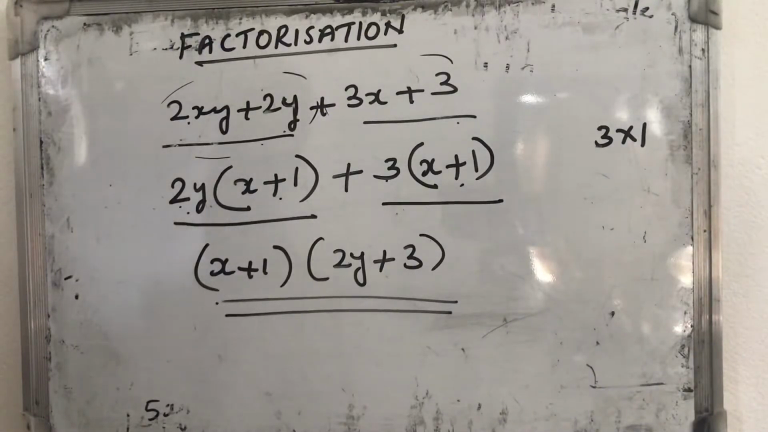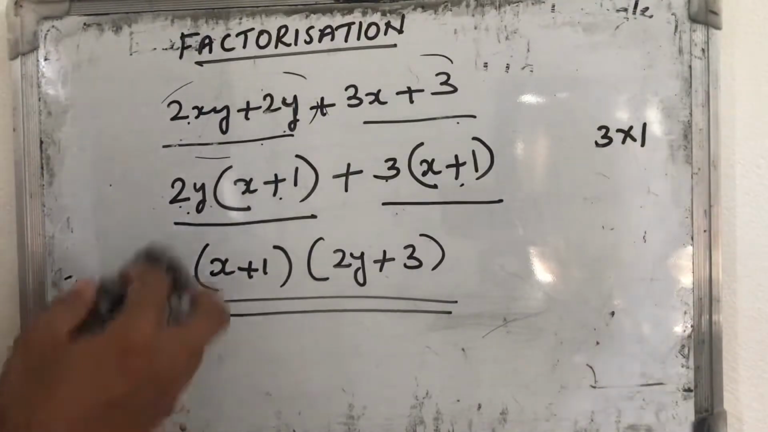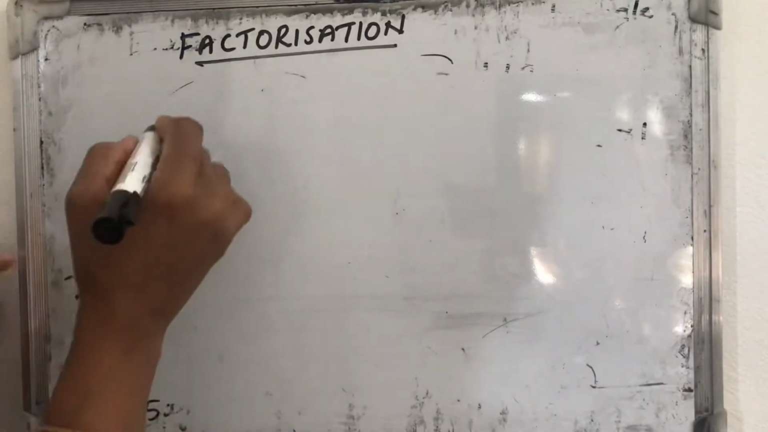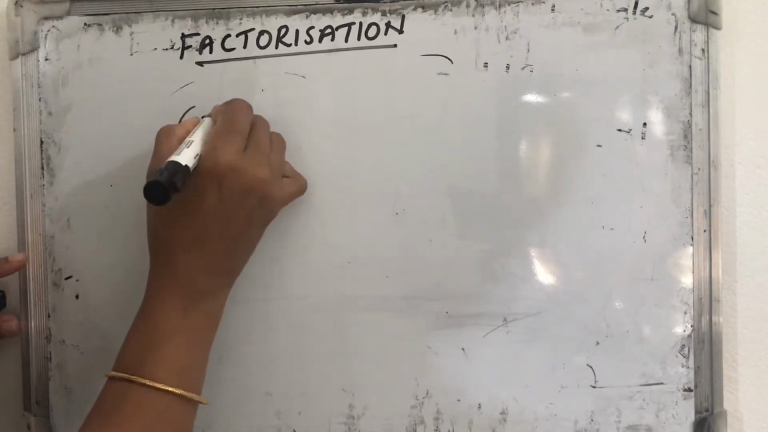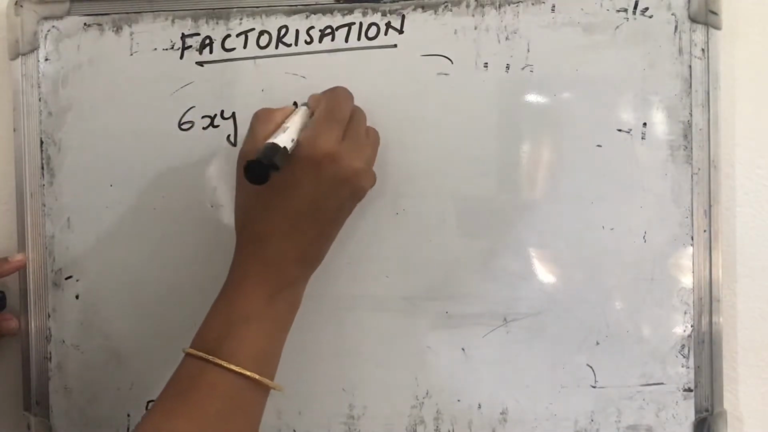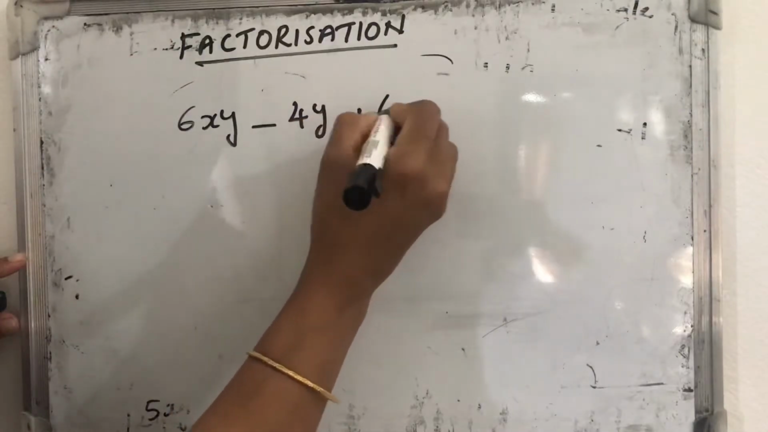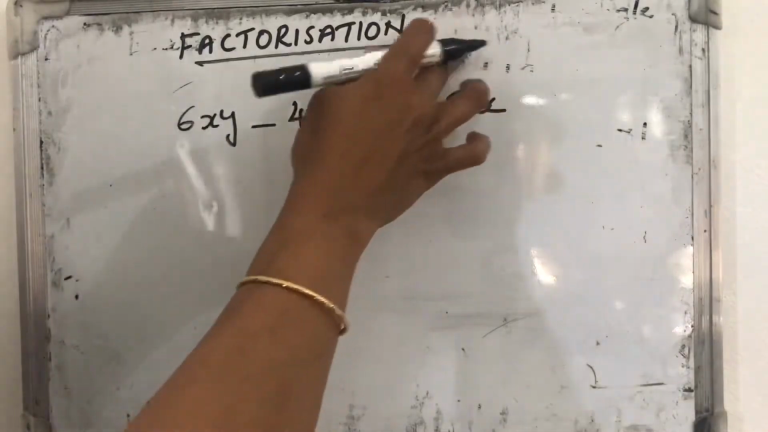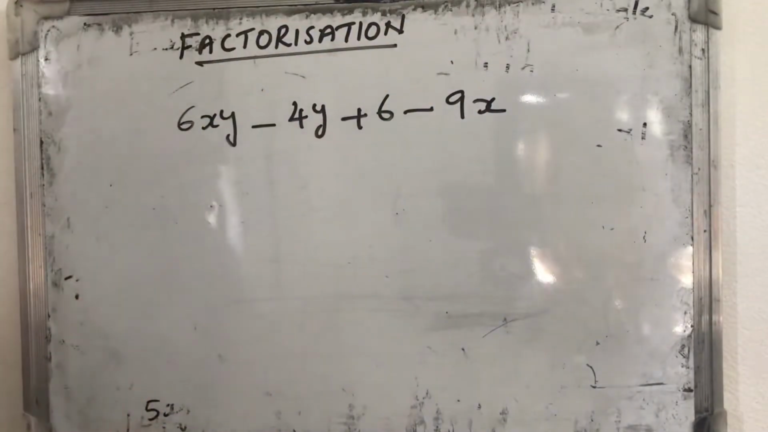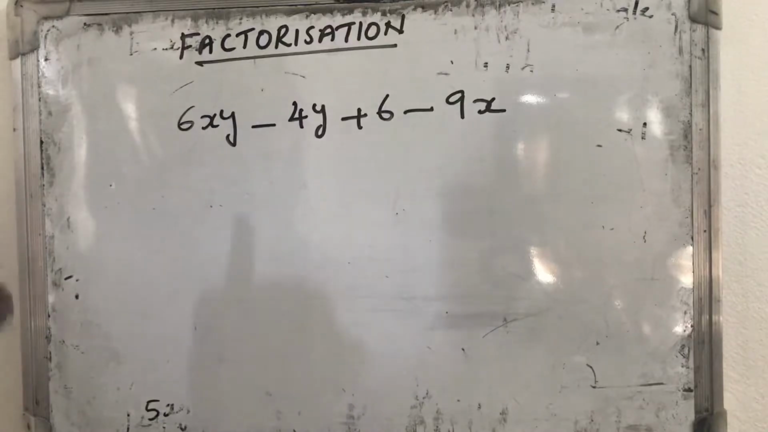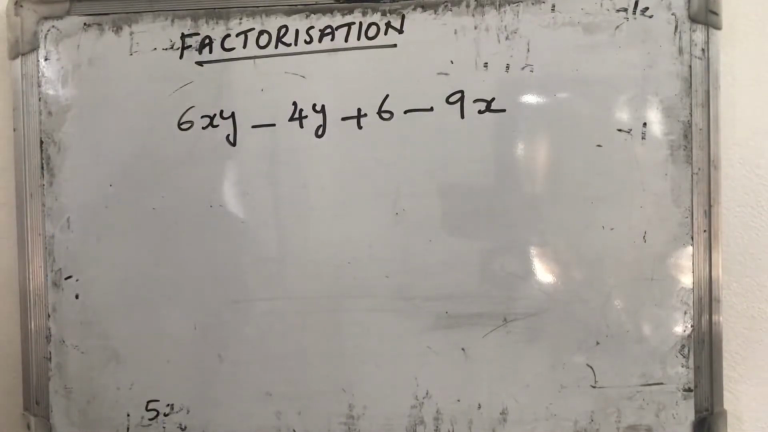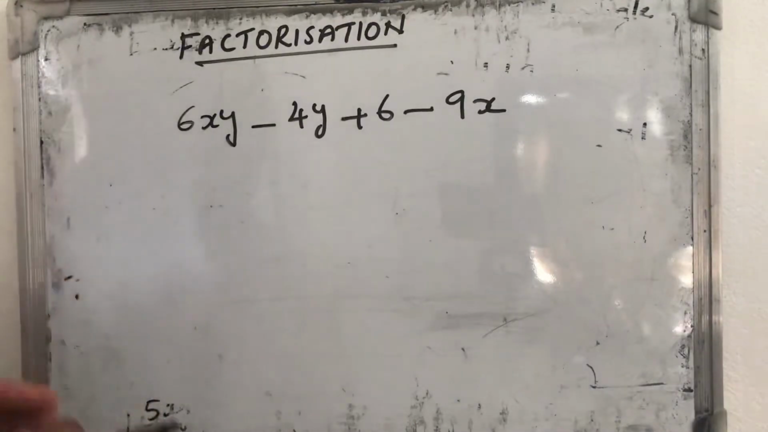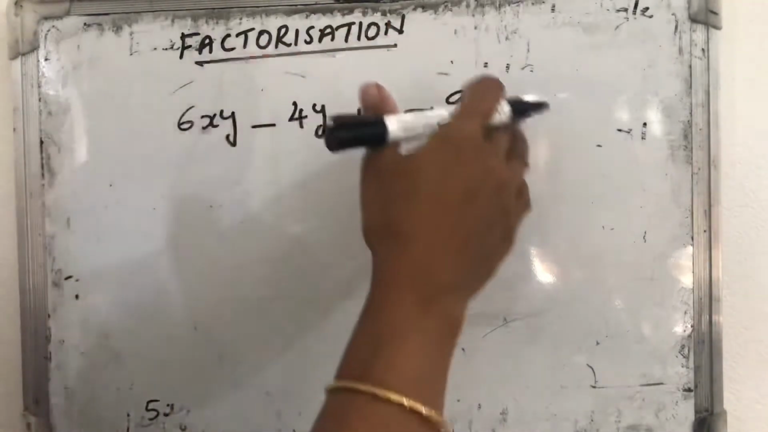One more question we can do like this. Another question. If you have an algebraic expression, the question is like this: factorize 6xy minus 4y plus 6 minus 9x. You want to factorize this given expression. First we think, can we factorize using the first method, the common factor method? For that we want to find any common factor in all these terms.